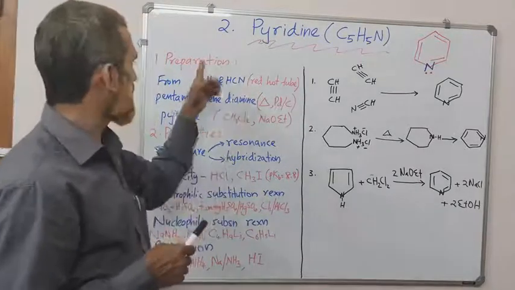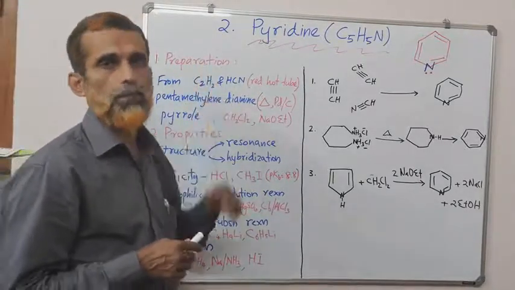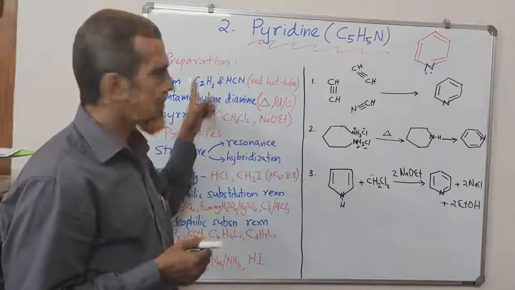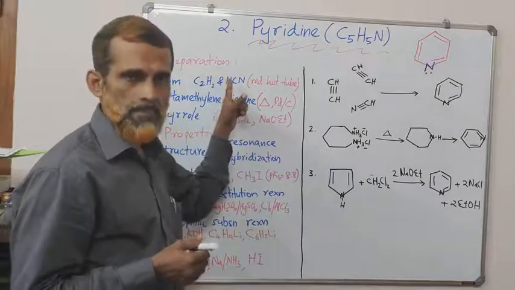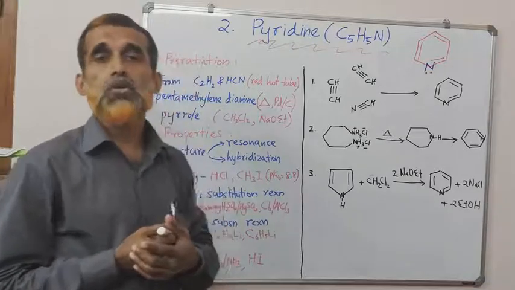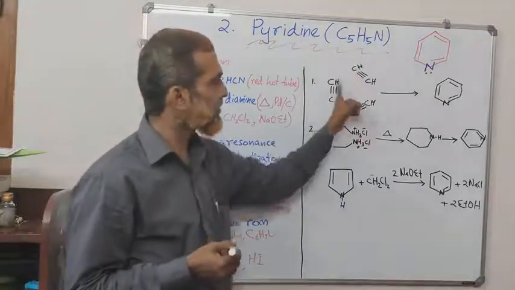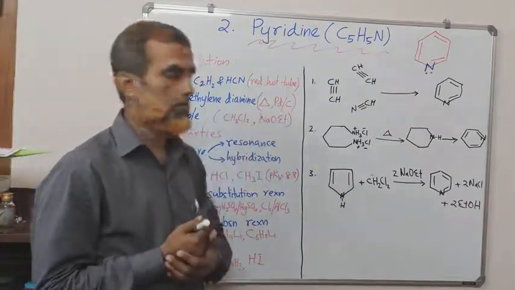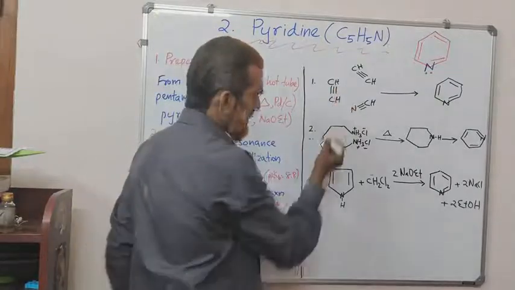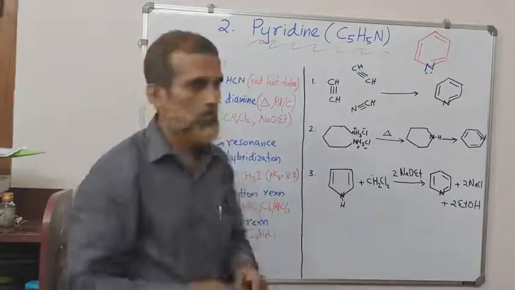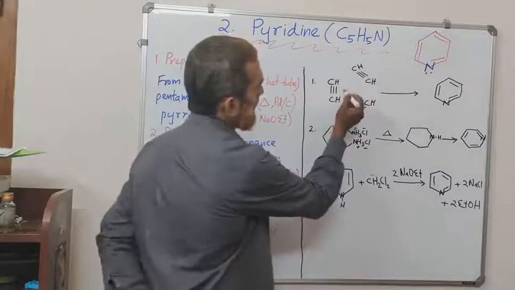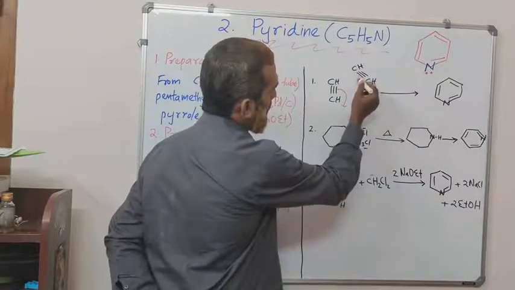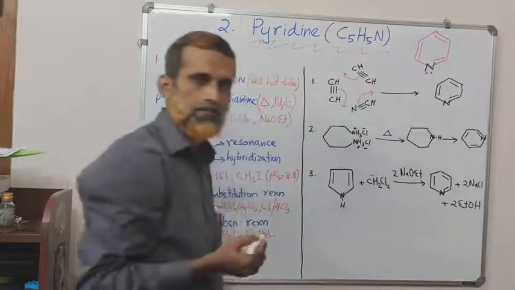Starting with preparation, we have three methods of preparation. The first one: pyridine prepared from acetylene and hydrogen cyanide when taken in 2:1 molar ratio and passed through a red hot tube. What happens here? The two acetylene and one HCN molecule undergo cyclization like this, and a rearrangement of bonds gives pyridine.